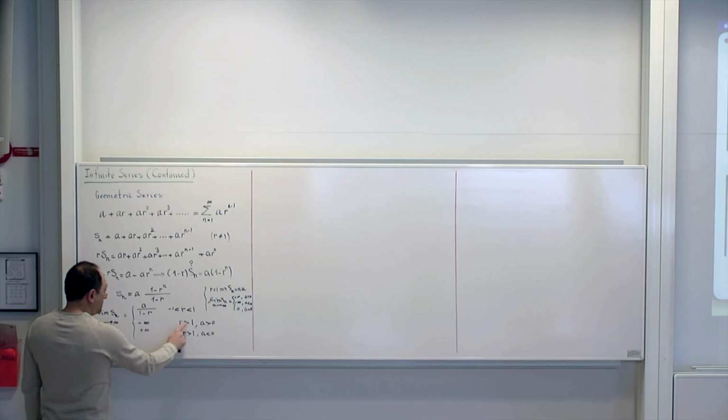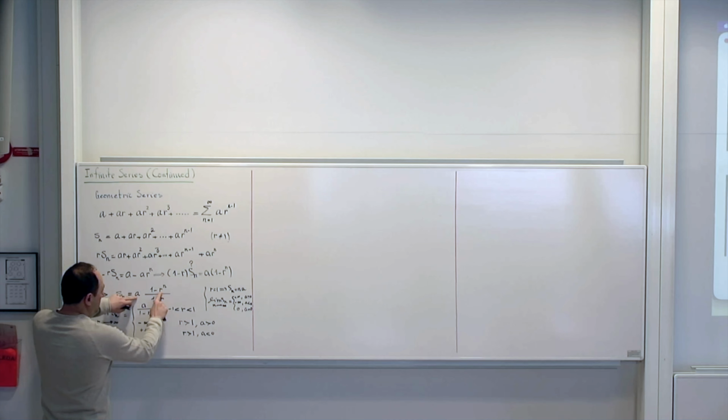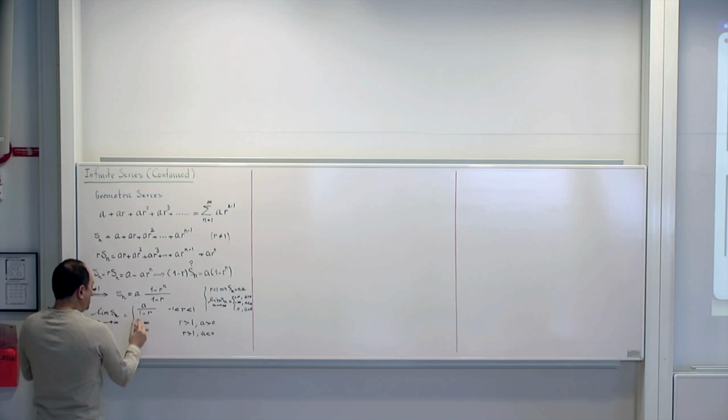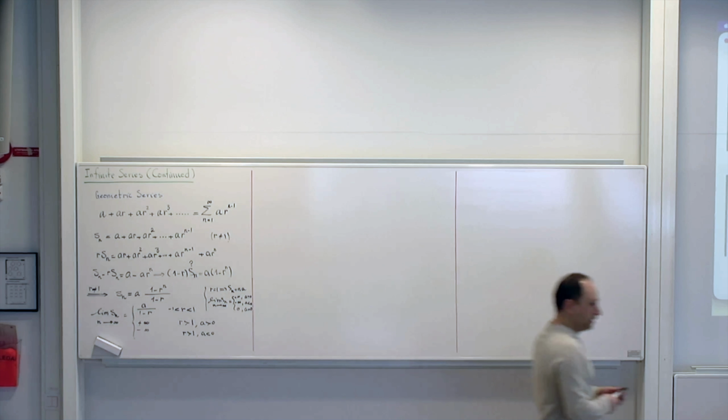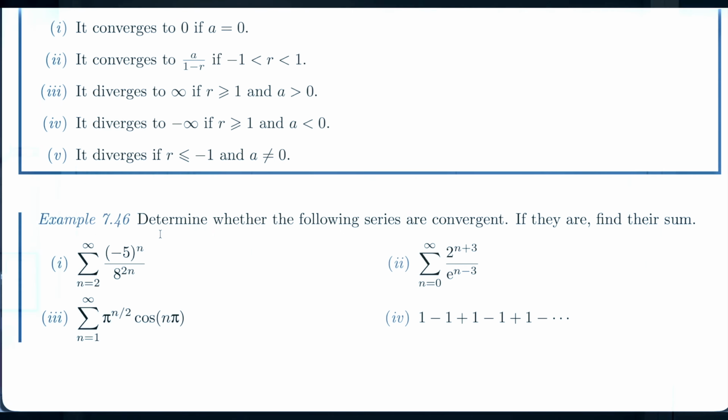So if r is greater than 1, let us check it again. If r is greater than 1, the limit of this one becomes infinity. So the numerator becomes minus infinity, and the denominator also becomes a negative number. So it is positive infinity. This means that if a is positive, this is positive. Thanks. Okay.